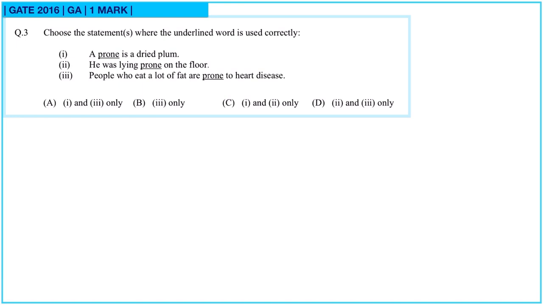Question 3. Choose the statement where the underlined word is used correctly. A prone is a dried pulp. He was lying prone on the floor. People who eat a lot of fat are prone to heart disease.